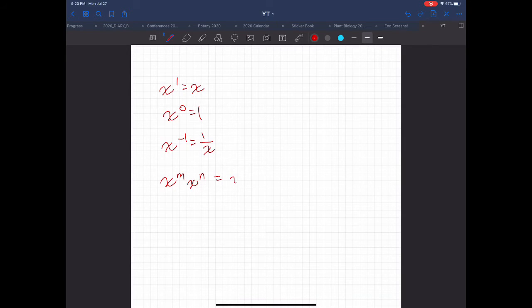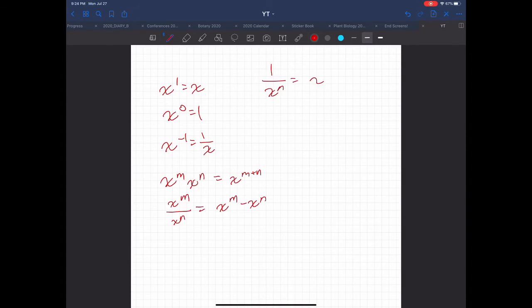X to the m times x to the n. If you put two variables next to each other, it could be the same as multiplying them. X to the m times x to the n equals x to the m plus n. And you've also got x to the m divided by x to the n equals x to the m minus n. Sorry, I made a mistake there. I will fix that later, actually.